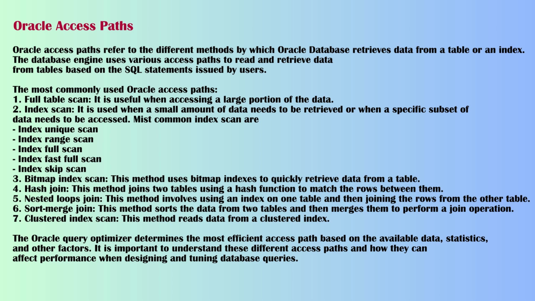Oracle Nested Loop Join is a type of join operation used in relational databases to combine data from two or more tables based on a specified condition. It is called nested loop because it involves nested loops, one for each table being joined.